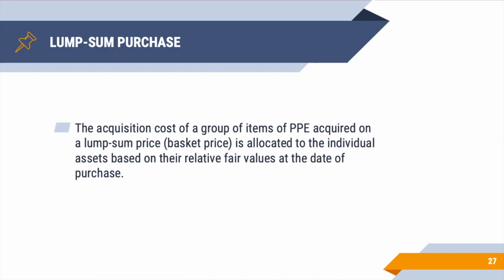What if you purchase items in lump sum or in a basket price? Kunwari, bumili ka ng land and building for a single price. If that's the case, the acquisition cost of a group of items of PPE acquired on a lump sum price or basket price is allocated to the individual assets based on their relative fair values at the date of purchase. So, i-allocate lang natin yung acquisition cost, develop a fraction based on their relative fair values.